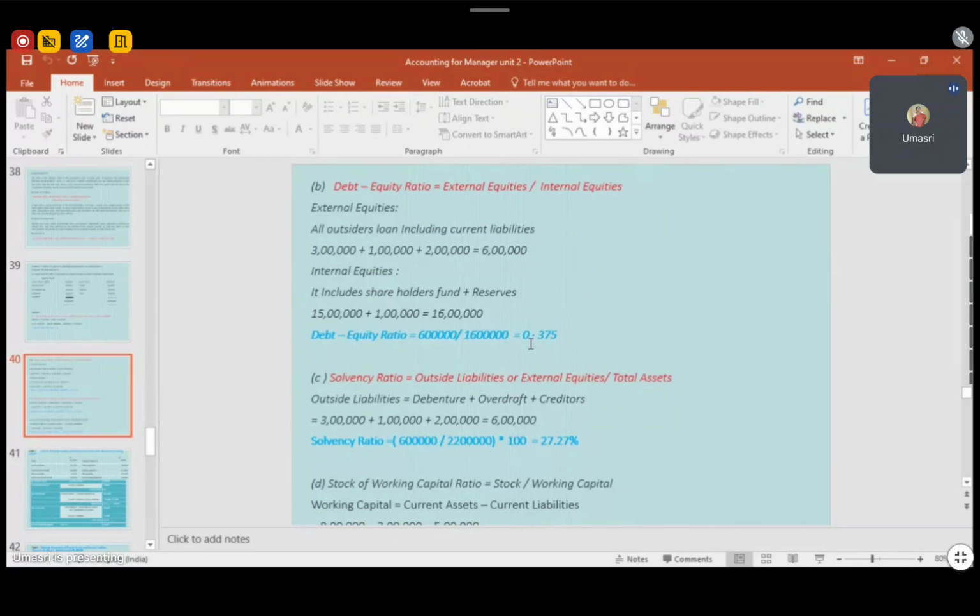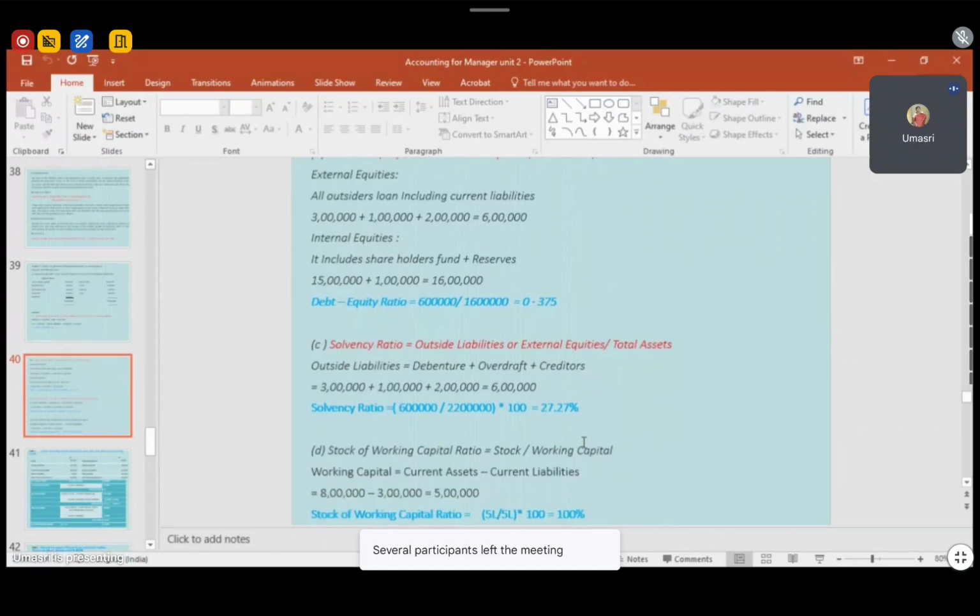Solvency ratio means outsider liability, or external equity, is it sufficient to pay off from your total asset, divided by total asset? So outsider liability, both debentures as well as current liability, you have to take. Totally it is 6 lakhs. Total assets is 22 lakhs. So what is the percentage it covers? That is the solvency ratio.